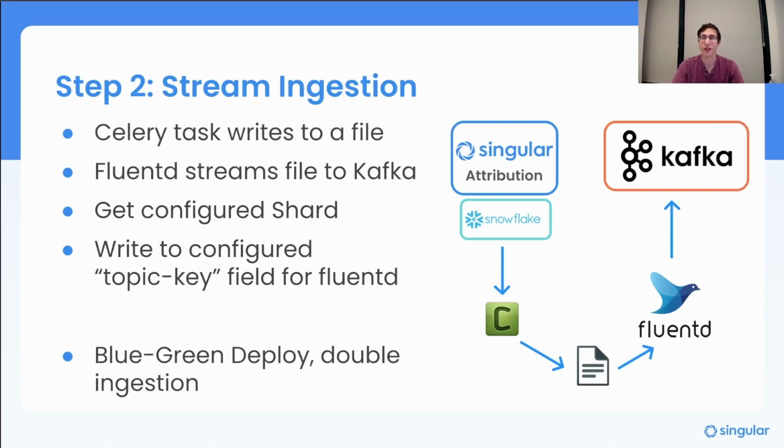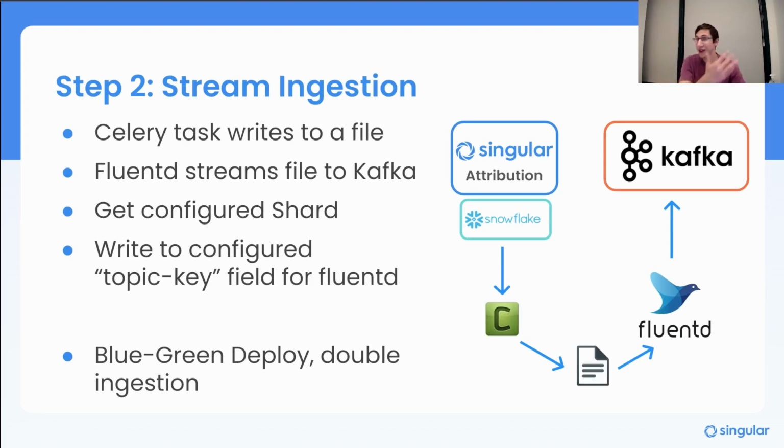So if we want to split this dynamically and ingest into one of 16 different topics, then we would utilize a feature of Fluent called topic key. What topic key does is it basically says you configure, within this JSON line, a specific key, which is the topic key, and its value. And that value is going to be the topic that Fluent then sends that record to.